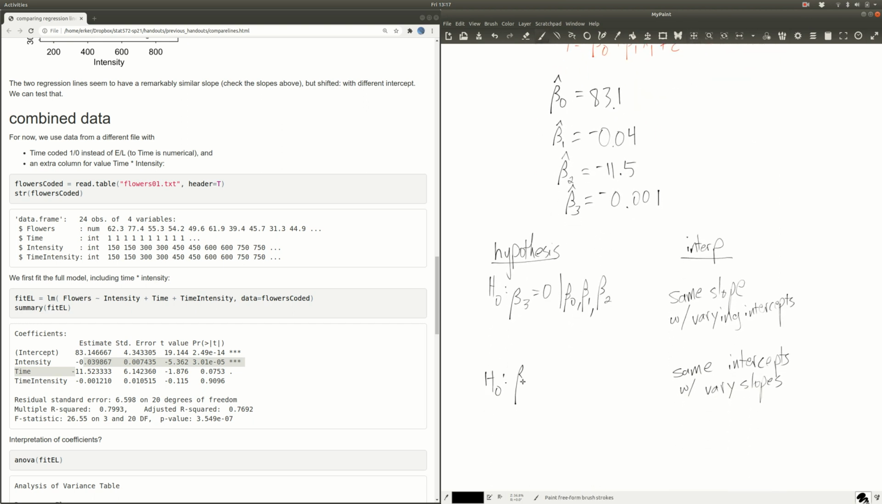So to test if the intercepts are the same, we want to say, is beta 2 equal to 0, given beta naught, beta 1, and beta 3. If we were to drop beta 3 from this, we would be not allowing the slopes to vary. We say, do they have the same intercepts, assuming that the slopes are the same. While having beta 3 in here, we're allowing the slopes to differ.